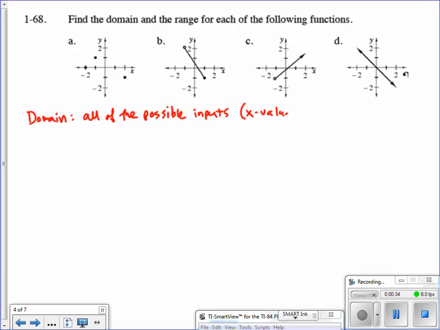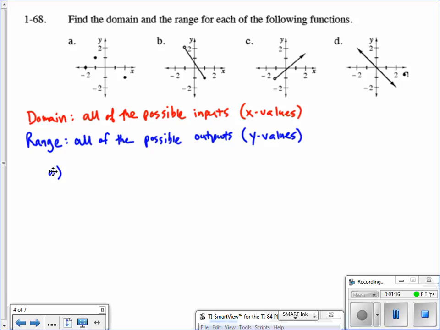Those are x values. Range. This is going to be all of the possible outputs. That would be like our y values. So in case you forgot or you weren't in class, that's something that we talked about. So when we look at A, we're going to be finding the domain and the range.